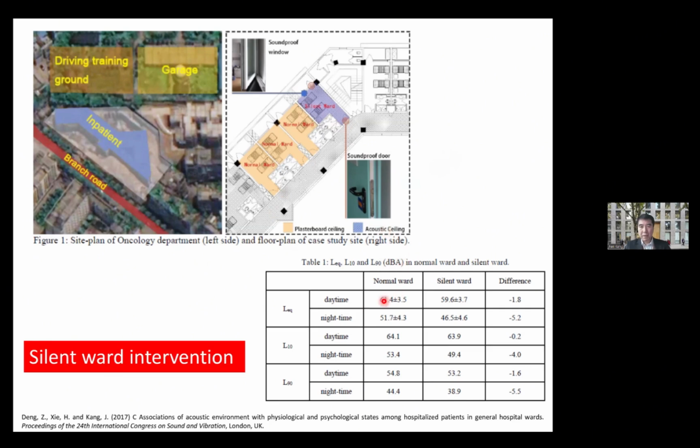So this is the normal ward and the silent ward, the difference between them. And these are different acoustic parameters: LEQ, which is the average over time. L10 is the higher percentage, the peak ones, and L90 is kind of background. L10 means 10% of the time the noise level is higher than a certain value. L90 means 90% of the time the sound level is higher than a certain value. That means this is peak, this is background. You can see with this treatment, you create some differences.